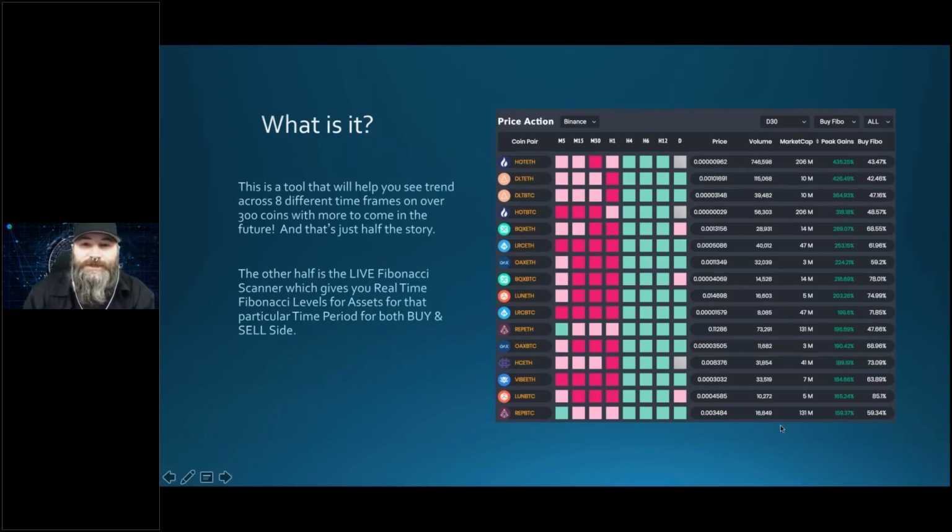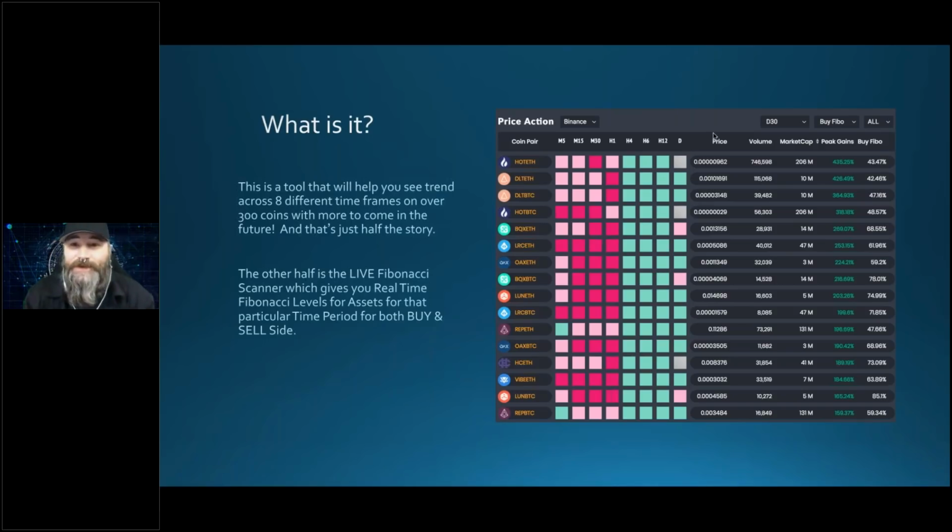So what is it? Well, it's two things. That's the crazy part about it. This first half, which I'll showcase in a second, is the trend tracker. And over here on the right is your live Fibonacci scanner. The beauty of the first part is that you can see trend across 8 different time frames, from 5 minutes to a day, without ever opening up a chart. You can see the current trend in that time frame. That's fantastic in and of itself.